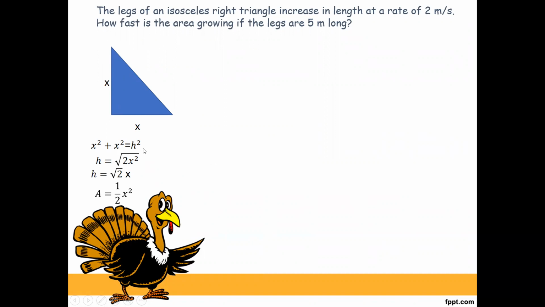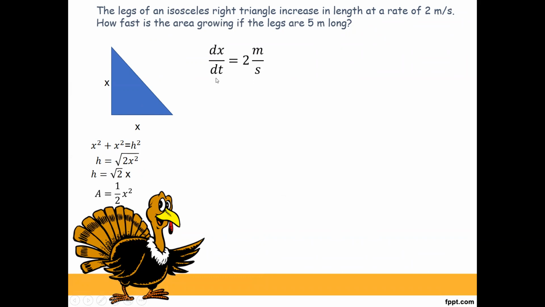But the square root of x squared is just x, so h is equal to the square root of 2 times x. And the area is equal to, remember, it's half of a rectangle. So if it was a rectangle, it'd be x times x or x squared. Since it's half of that, it's 1/2 of x times x or x squared. So the area is 1/2 x squared.